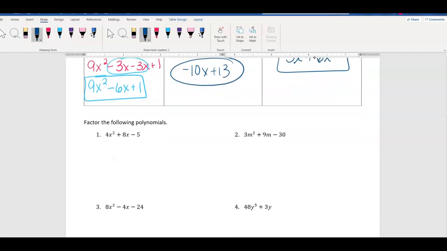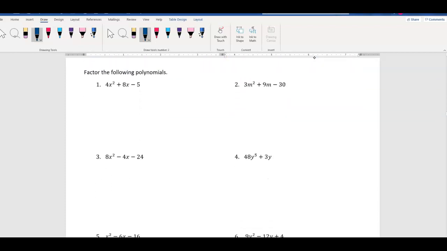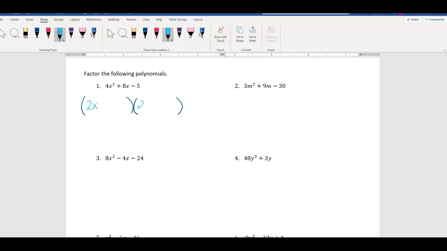So I'm just going to factor some more polynomials today, not much different than what we did yesterday. So we're going to start off with, we know there is no GCF here. I cannot divide anything out evenly. So I have 4x squared plus 8x minus 5. The problem with that 4 is that it could be 1 and 4, or it could be 2 and 2. Like I said, I like to start with the ones on the inside first, so let's go there.